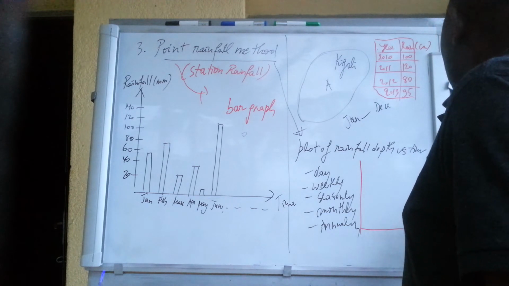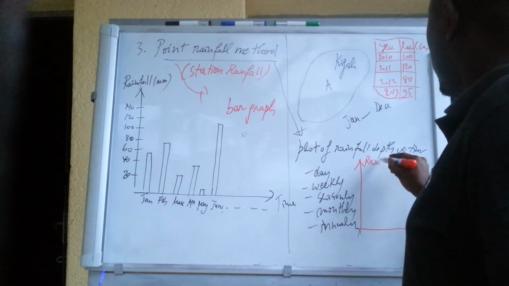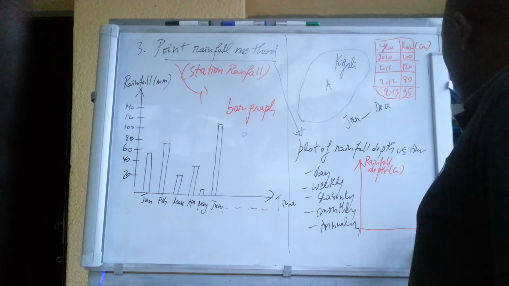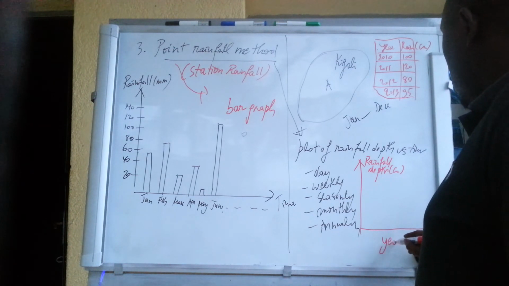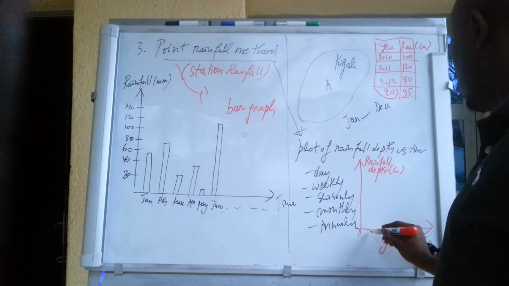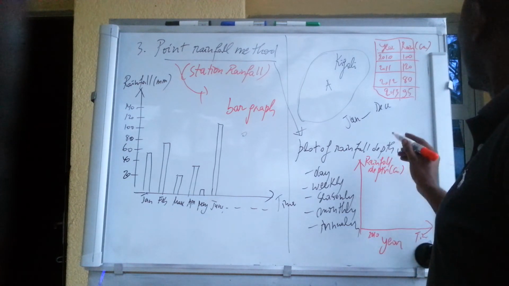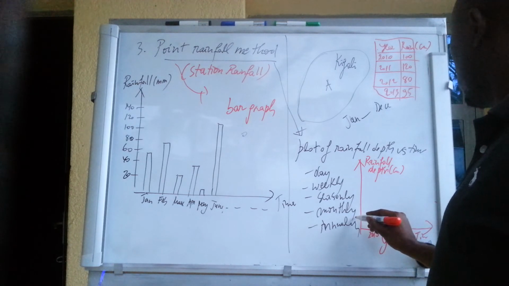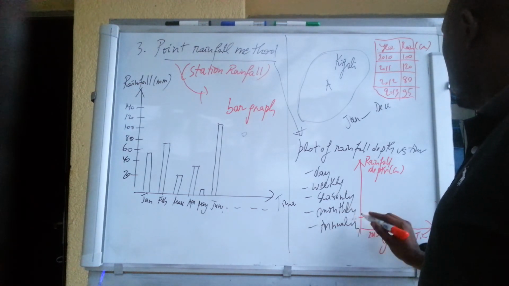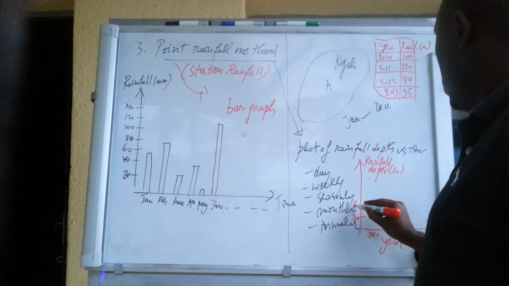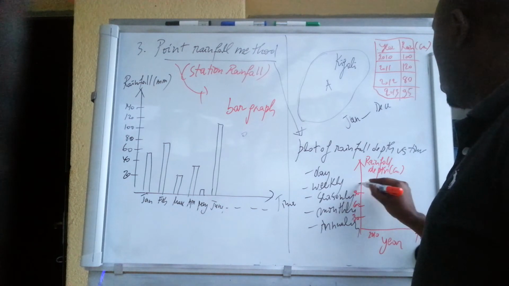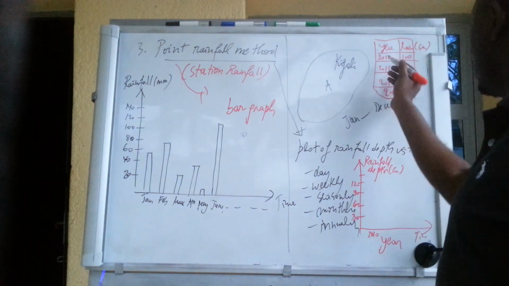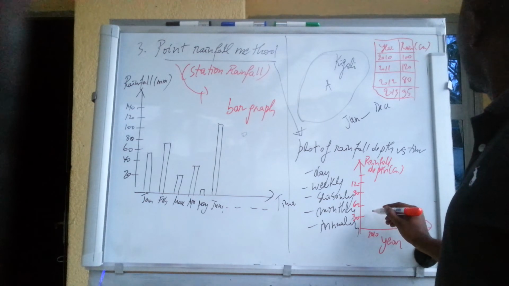It's a matter of doing this. Rainfall depth in centimeter, and you have the time in years. This is the year. So the first year is 2010. Let's put maybe 30, 60, 90, 120, and so on. So in the first year 2010, the rainfall was 100.